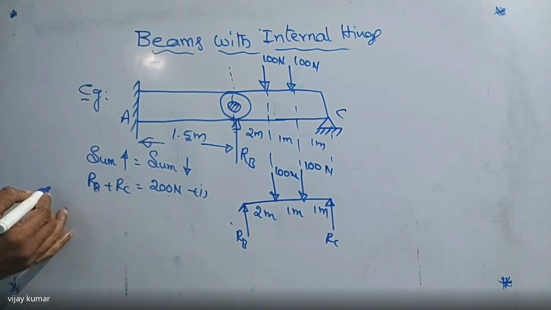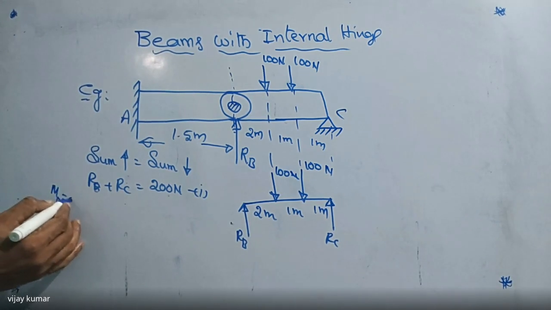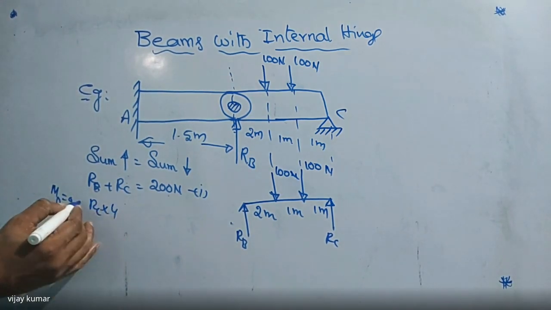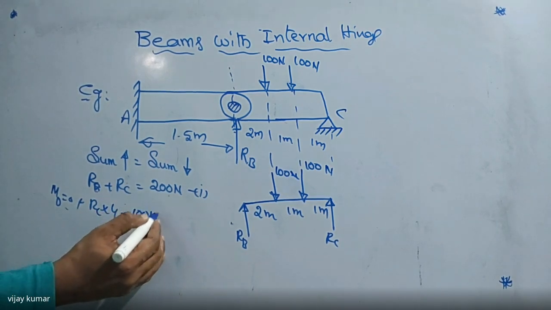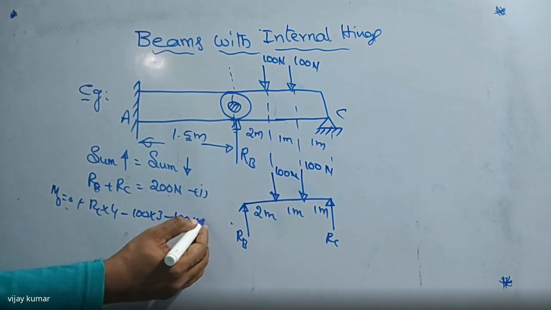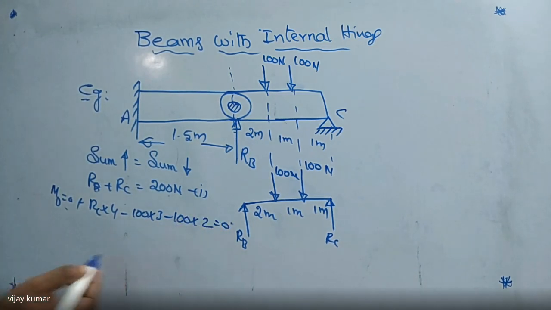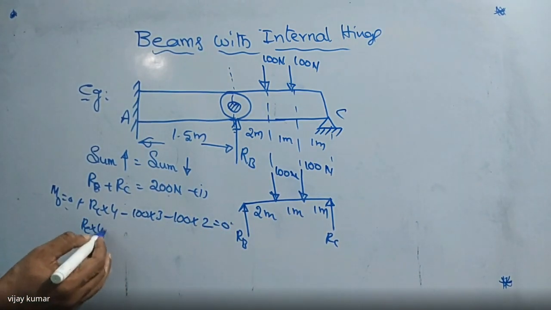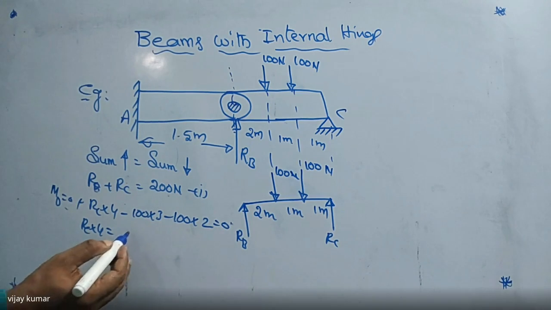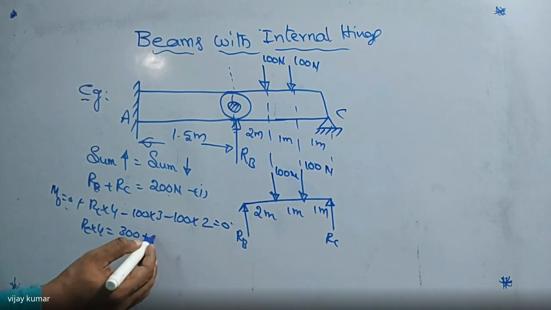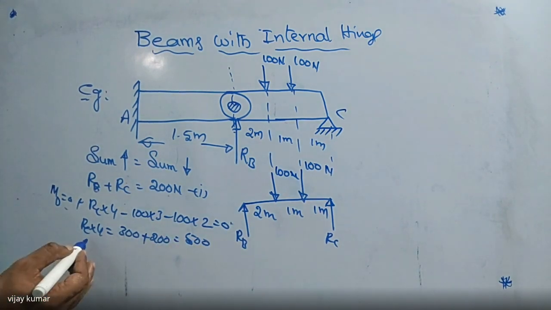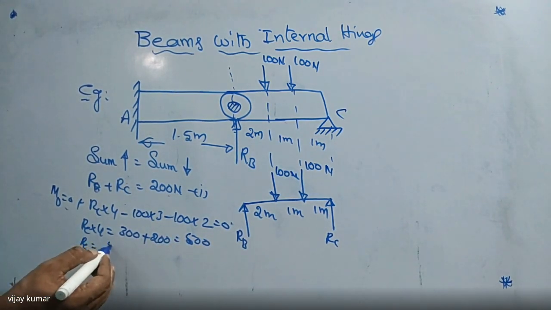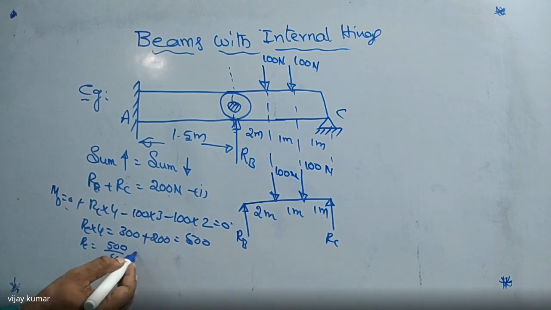That is, take moment about B is equal to 0. That is RC into 4, which is positive, minus 100 into how much? 3, minus 100 into how much? 2 is equal to 0. Then RC into 4 is equal to how much? 300 plus 200, then we can get 500. So divide by 4, then RC is equal to 500 divided by 4.